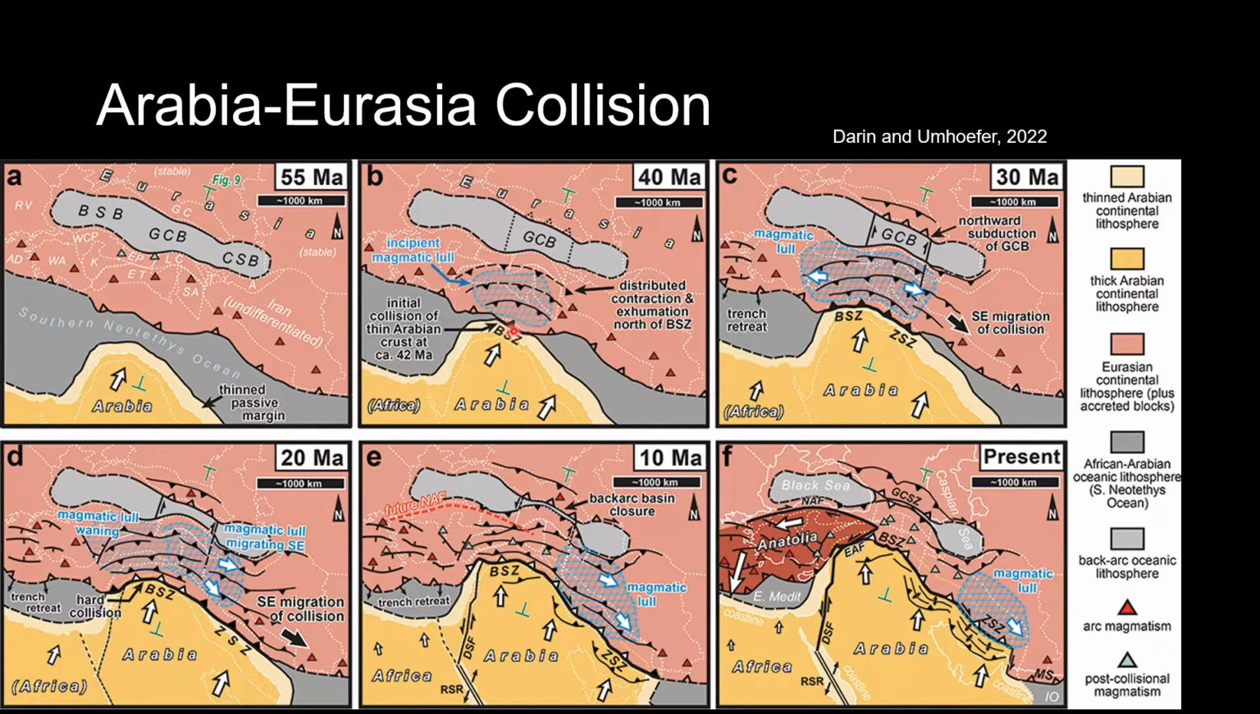And then as those continents continue to converge with each other, subduction can't happen. And so instead, subduction jumps northward into the Greater Caucasus Basin, and that basin starts to close. And so you get that basin closing as time goes on, and then eventually, very close to the present day, that basin completely closes, and what's today the Lesser Caucasus region has collided with the Greater Caucasus region, forming a lot of the mountains that we see today.